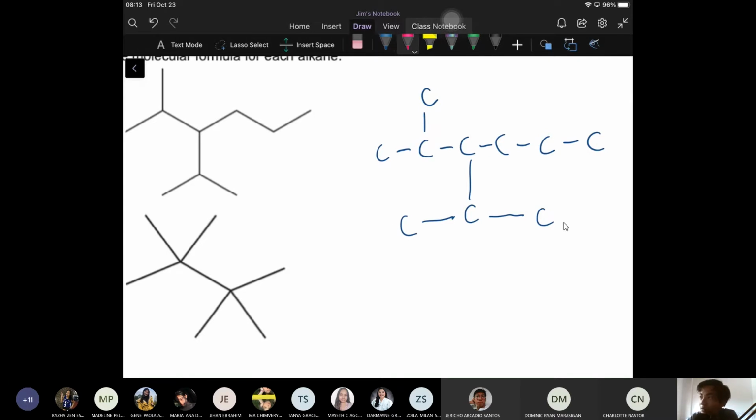Then, what's next? What's next is hydrogens. No? Ilang hydrogens yung kaya? Itong carbon na to, ilan? 3. Kasi may isa na siyang bond. So, pwede pa yung 3 para maging 4. Ito, ilang hydrogens? 1. Ito, 3. Itong carbon, 1. Ayan, 2.